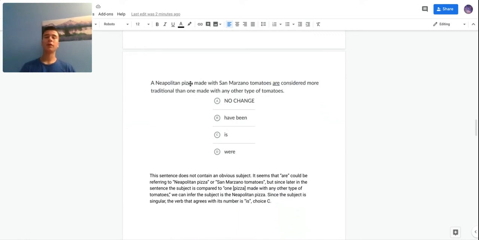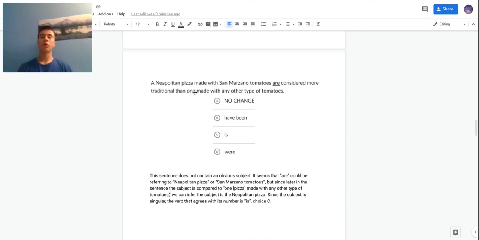A Neapolitan pizza made with San Marzano tomatoes are considered more traditional than one made with any other type of tomatoes. So the first step is to identify the subject and the verb. We can see that the verb is are, it's underlined. So I think there are two possible choices for the subject, which is Neapolitan pizza or San Marzano tomatoes. If we look through the rest of the sentence, it says are considered more traditional than one made with any other type of tomatoes.